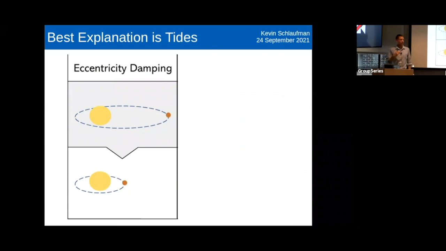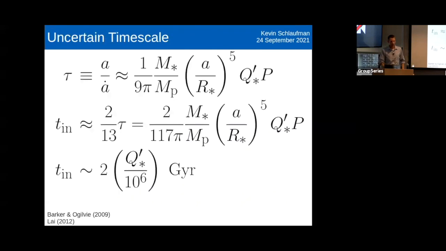But as I mentioned, there's this prediction for tidal decay, which happens on an order of magnitude longer timescale. What evidence do we have for that? It turns out that timescale is given roughly by this equation, and ultimately the amount of time it takes for the planetary system to fall in is something like 2 gigayears times this parameter Q star prime, which encodes how much energy is lost in the star on each cycle, normalized to 10 to the 6, which is thought to be a reasonable point. But it could also easily be the case that this could be 10 to the 5, or this could be 10 to the 7.